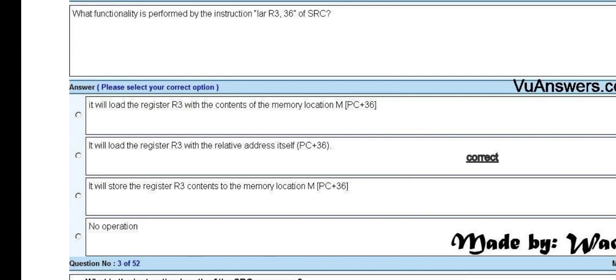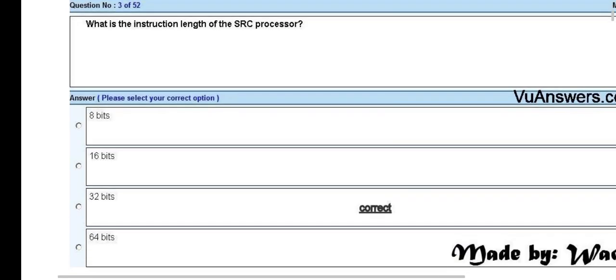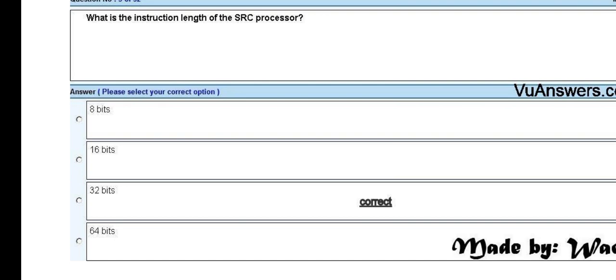What functionality is performed by the instruction LAR R3, 36 of SRC? It will load the register R3 with the relative address itself, PC plus 36. What is the instruction length of the RSRC processor? 32 bits.